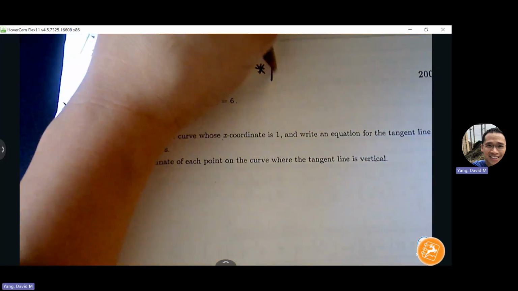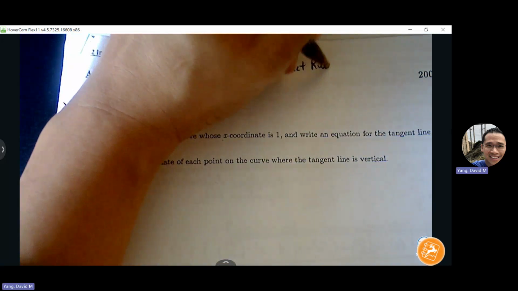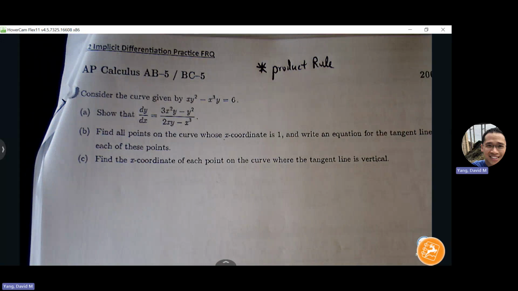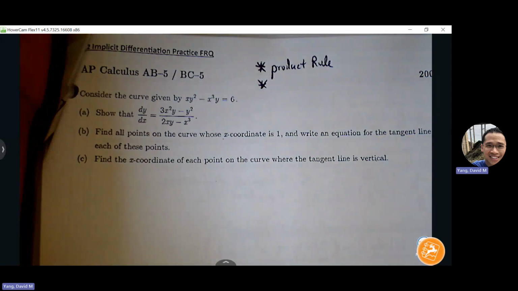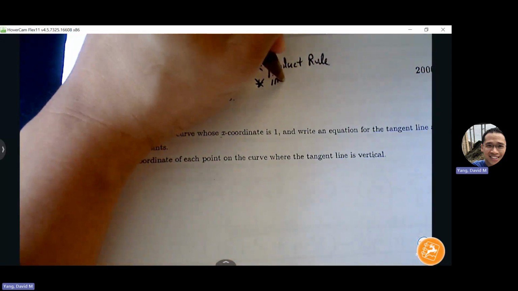Product rule. Okay. How many times? Twice. You see that xy squared, there's a product of two different variables there. Then the second time, x cubed y, another product rule here. Okay, and obviously there's y's mixed into the equation, so we know we have to involve what? dy dx. Yeah, so implicit, right?